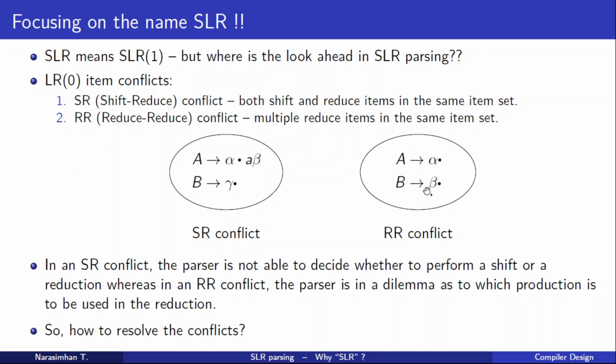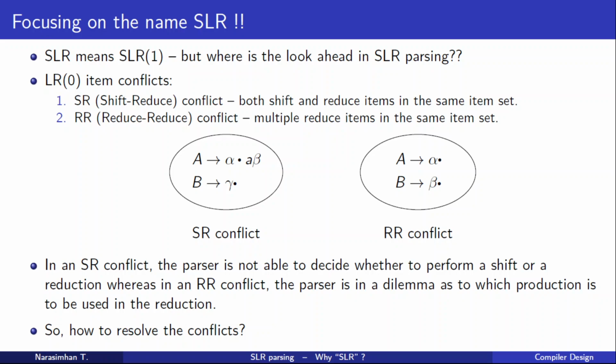In SR conflict, the parser is not able to decide whether to perform a shift action or a reduction operation, whereas in RR conflict, the parser is in a dilemma or confusion as to which production is to be used in the reduction. Now, the grammars for which, when you construct LR0 items, you don't have any conflicts, such grammars are called LR0 grammars.